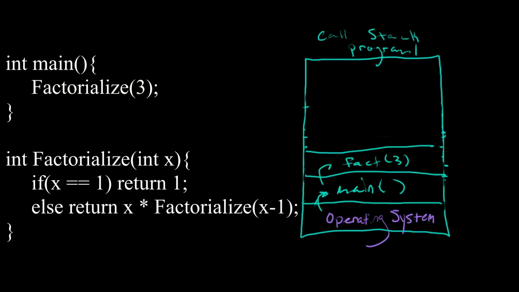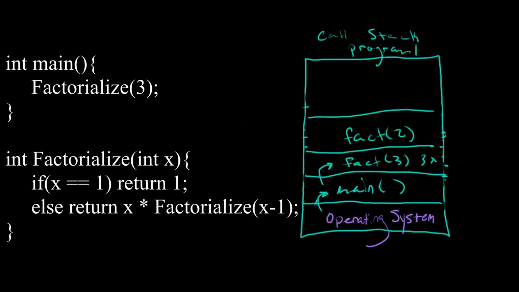So now this has control, and obviously 3 is not equal to 1, so we have to take the recursive case. So now from this function, we're going to return x times, well, actually x would just be 3, so I'll just write that. We're going to return 3 times whatever this next function gets us. So we're recursively calling the factorialize function with x minus 1. So 3 minus 1 is 2.